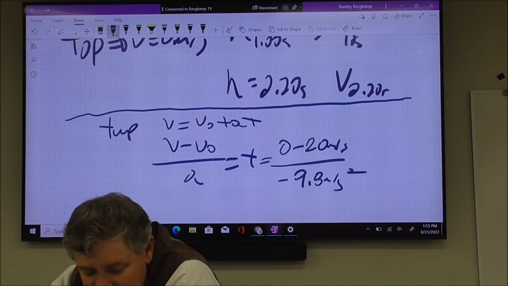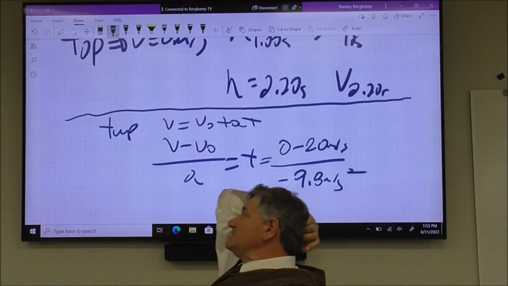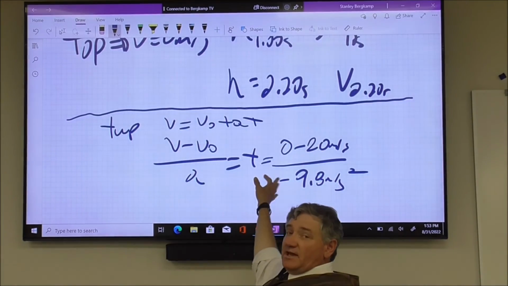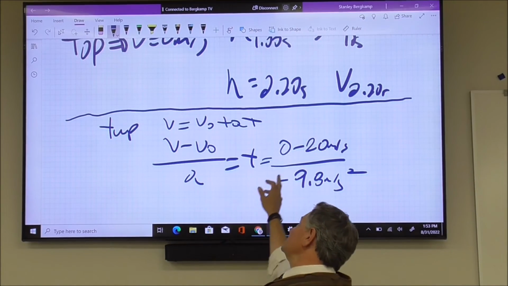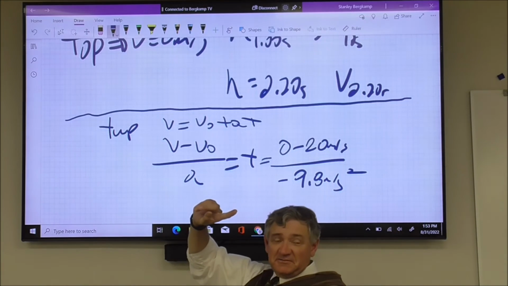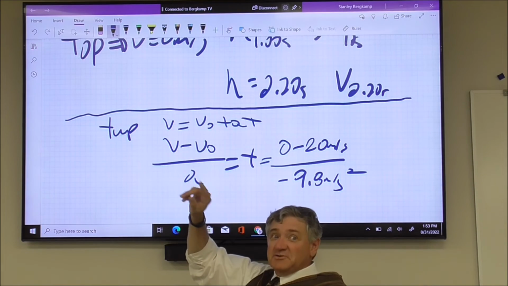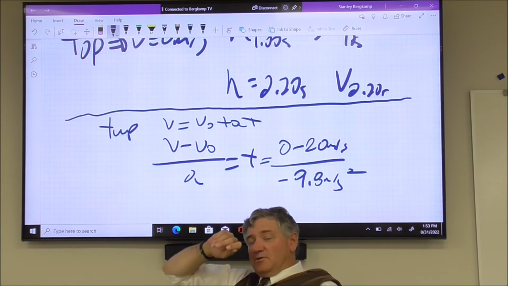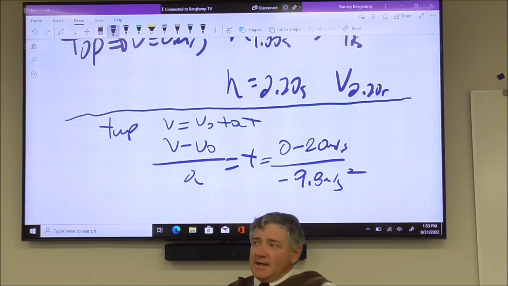Now, I've seen this happen countless times. Let's say you screw this up and you make this positive. Kids go 0 minus 20, they'll punch that into their calculator because they don't trust themselves to do this. And then they'll divide by positive 9.8, and they'll get a negative time. And they'll write down negative time, and at that point they'll realize, huh, this is a little bit problematic. We have negative time.